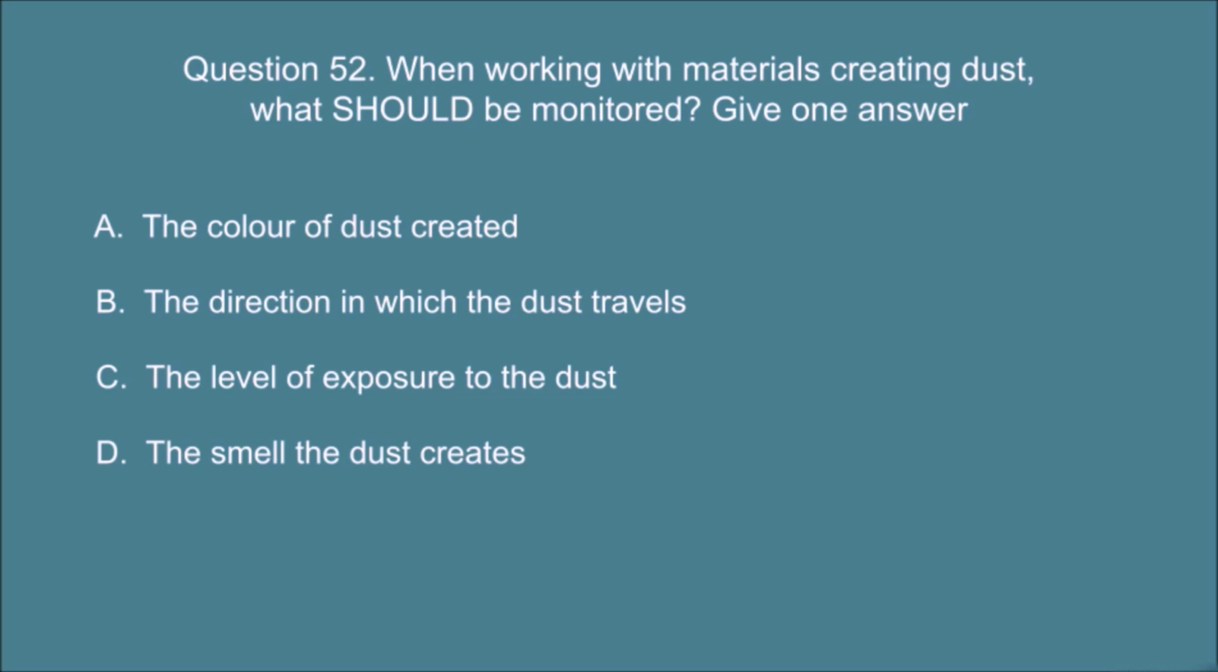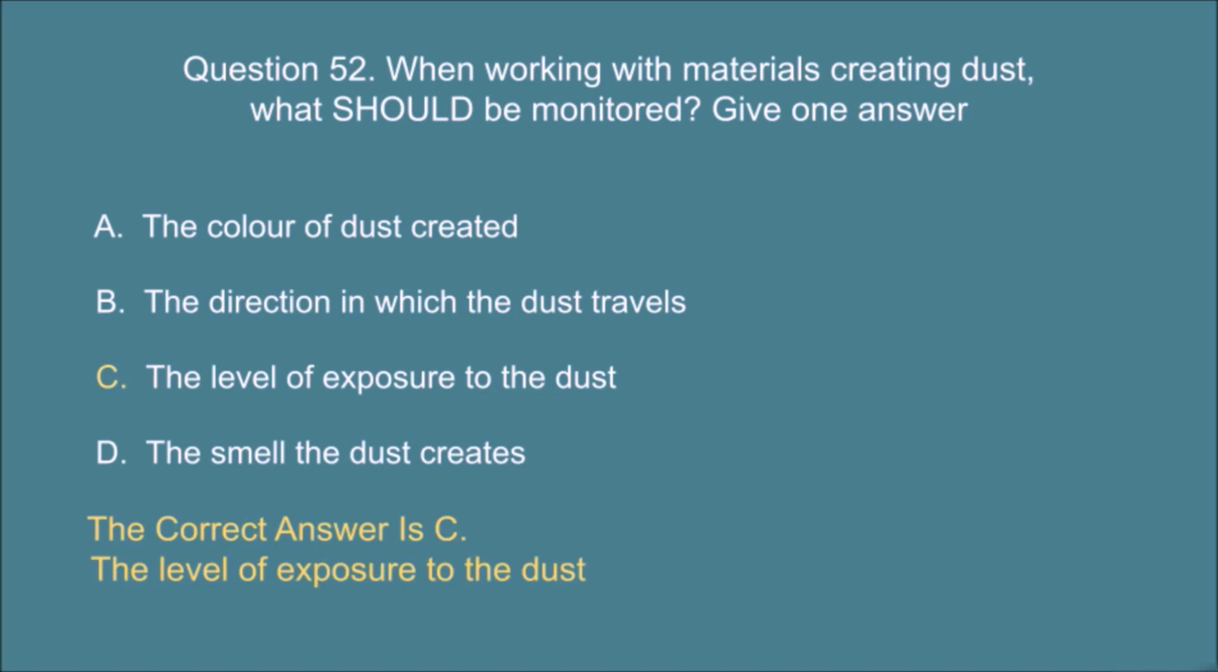Question 52. When working with materials creating dust, what should be monitored? Give one answer. A. The color of dust created. B. The direction in which the dust travels. C. The level of exposure to the dust. D. The smell the dust creates. The correct answer is C. The level of exposure to the dust.